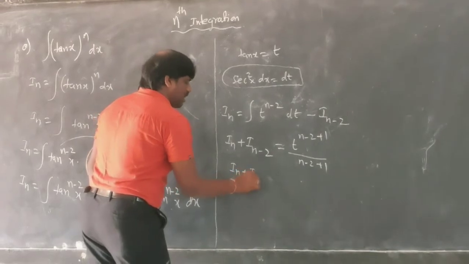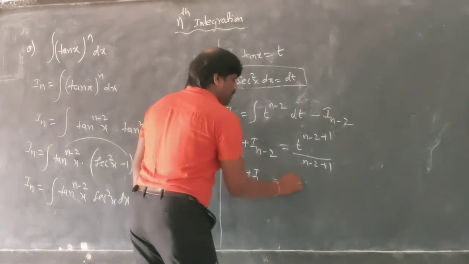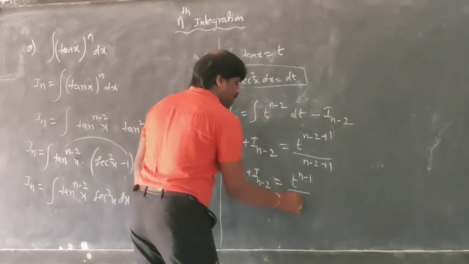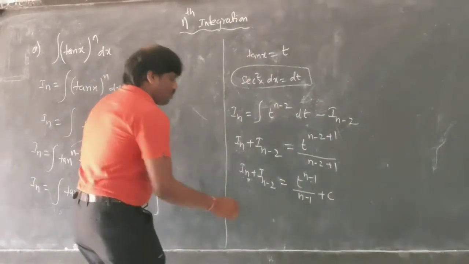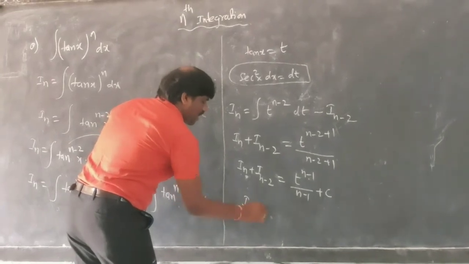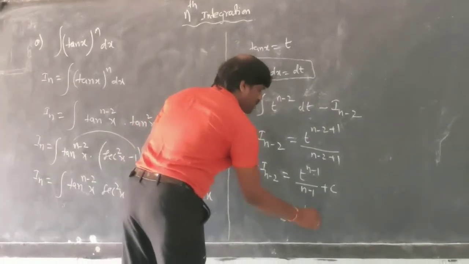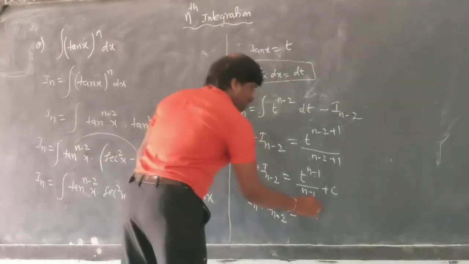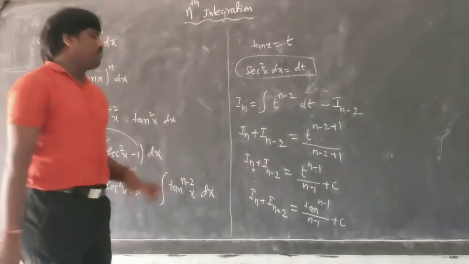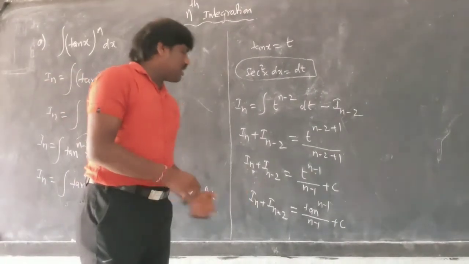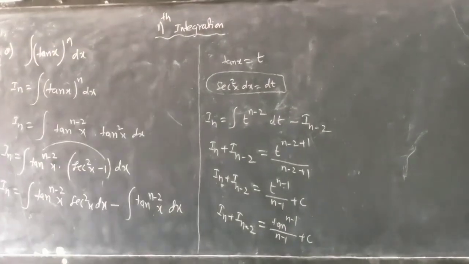In plus In minus 2 is equal to t power n minus 1 upon n minus 1 plus c. What is t? Consider tan x. So In plus In minus 2 is equal to tan power n minus 1 upon n minus 1 plus c. According to the options we will solve further, but this is the right approach. This is the way we can solve the nth integration of tan power nx.